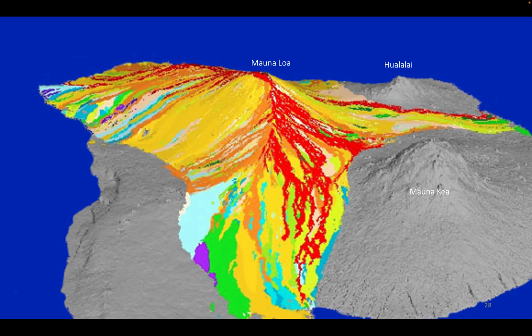Here in this image, you see that the colors here show all of the eruptions of Mauna Loa since 1832. So you can see just the pure extent, how huge this volcano is. This map still needs to be updated to include the 2022 eruption.